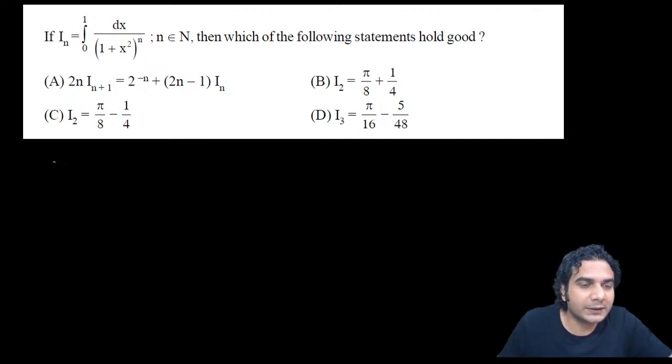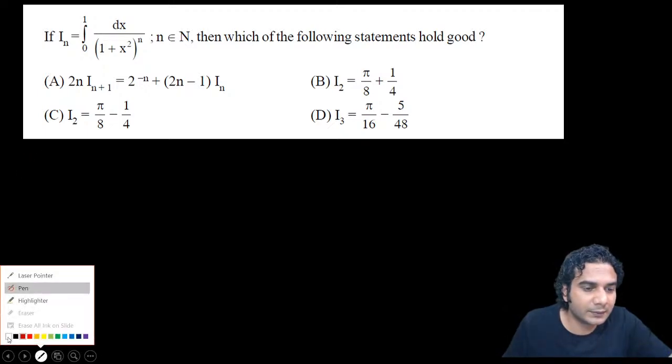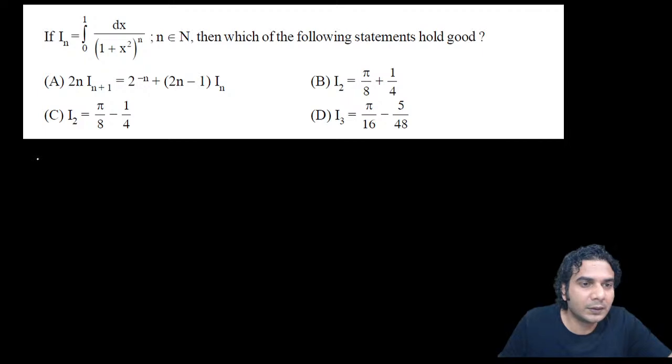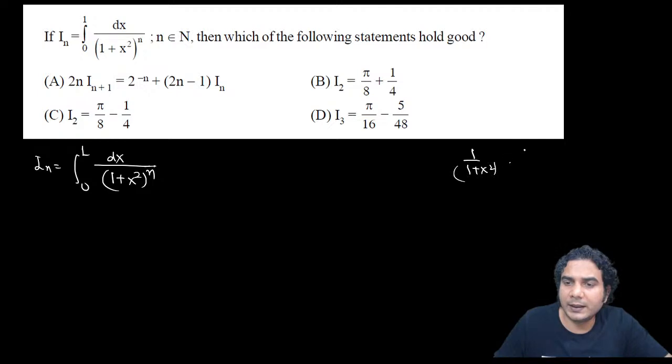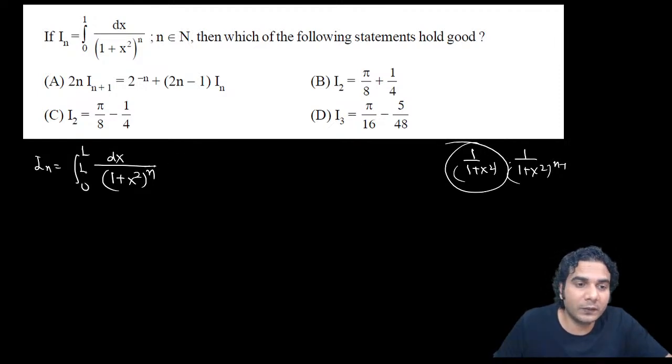All right, so let's just start this. In = integral from 0 to 1 of dx upon (1 plus x square) raised to n dx. To apply by parts, you can write 1 into this, or maybe 1 plus x square, you can write like this. But by writing this, you will get one problem. Because the antiderivative of this function is tan inverse, and tan inverse will appear and that will create problems. So it's better to take 1 into this.